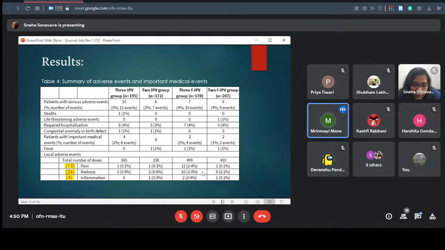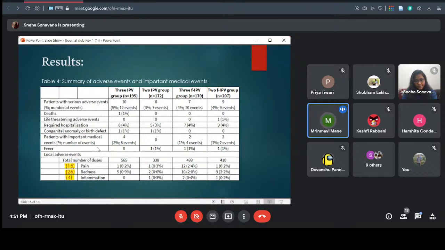Okay. So the parameters used for safety evaluation were serious adverse events and medically important events. A serious adverse event is any untoward medical occurrence, whether it is considered to be related to the study vaccine or not, at any dose, which either results in death, is life-threatening, requires inpatient hospitalization or prolongation of existing hospitalization, results in persistent or significant disability, or is a congenital abnormality. All of these are considered serious adverse events.